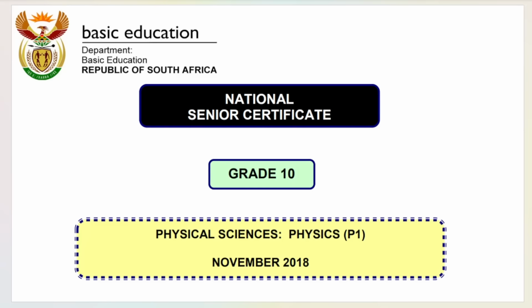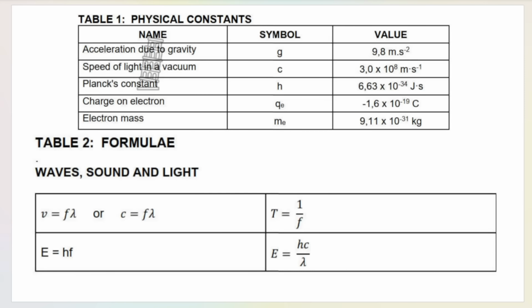I am a teacher working and living in this country, so I know exactly what they're looking for when they set your papers, when they mark your papers. So let's go. The first thing that I want to say is that when you do an exam or when you do a test, you will receive a formula sheet or data sheet.